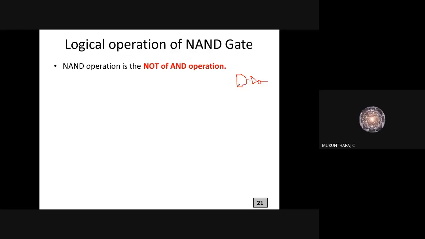Here we have two inputs, A and B. This is your AND gate, then this is your NOT gate. By combining these two gates, you can realize the NAND gate. This is my output C.